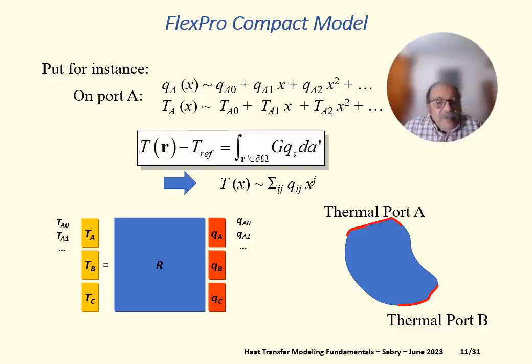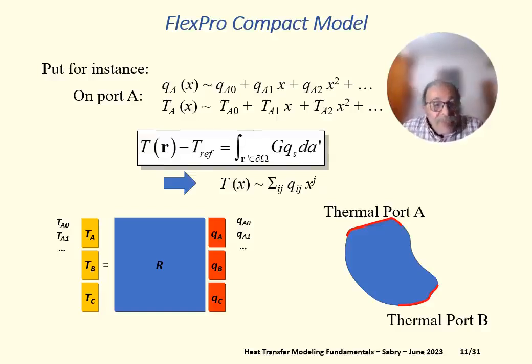We have at the left a vector composed of all vectors of temperatures at each node. A vector for TA, which means TA node, TA1, etc. A vector for TB, a vector for TC. On the left, we have a large vector for all Qs, heat fluxes over each port, QA, QB, etc. And these are related by a matrix. Two vectors are related by a matrix.